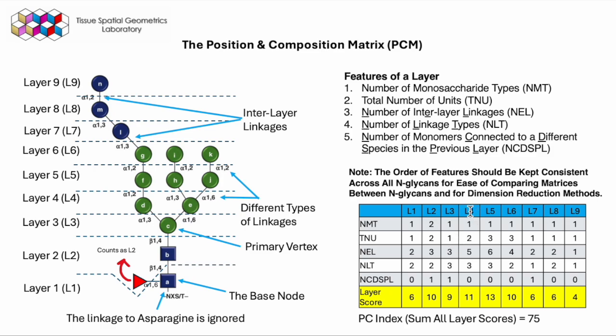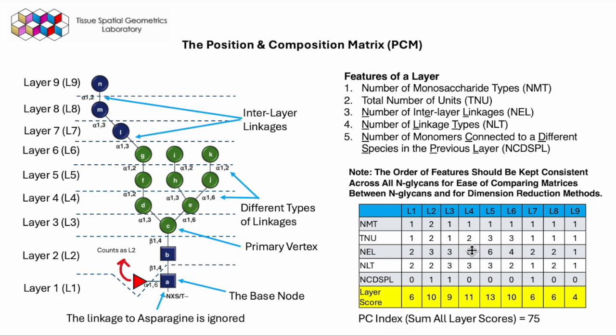For example, I will walk you through how we derive the numbers for layer number 4, which is right here. So the first feature is the number of monosaccharide types. For layer number 4, there's only one monosaccharide type, that is, they're both mannoses, and so the first value is 1. The second feature is the total number of units. Layer 4 only has 2 units, so the number is 2.